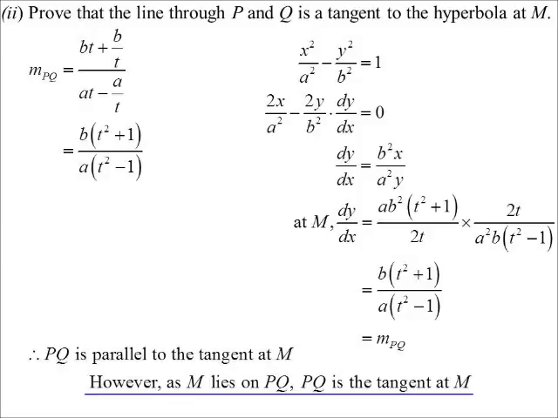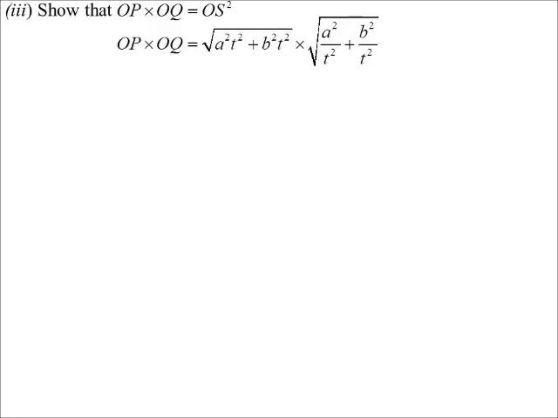However, M lies on the line PQ. So therefore it can't be parallel, it must be the line. Now, more to the question. Show that OP times OQ is OS squared. Okay. OP times OQ ends up being A squared E squared.